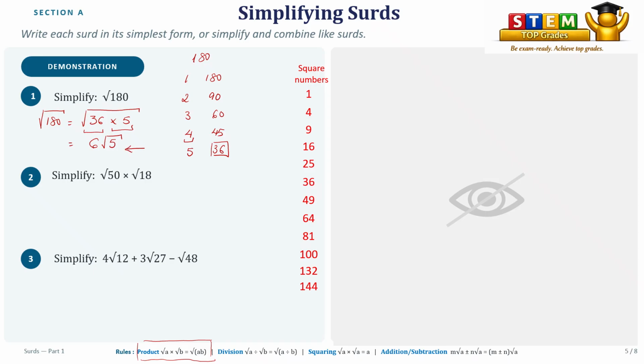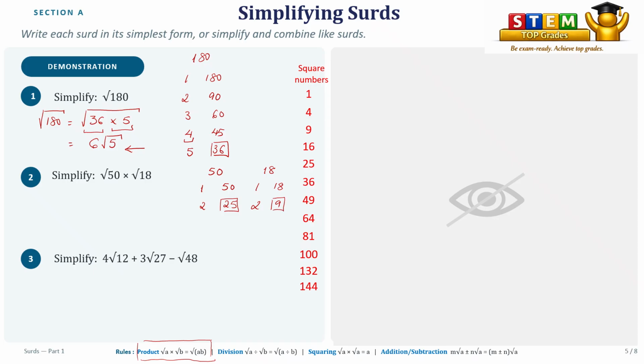Now, let's look at the second example. We've got 50. Again, we're going to have to split 50 into 2 factors: 1 and 50, 2 and 25. Here we go. Now, the second column is the one that we're going to be looking for. So this is 25. This is our square number that we're going to use for 50. How about 18? So let's look at 18. Factors are 1 and 18, 2 and 9. Now we've got our biggest square number, which is 9.